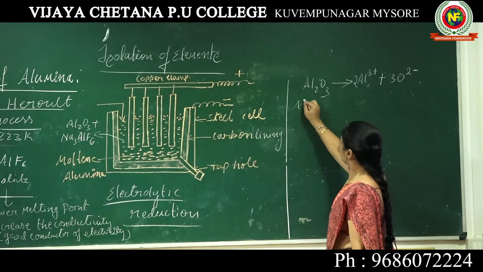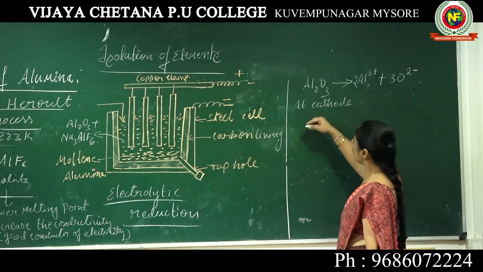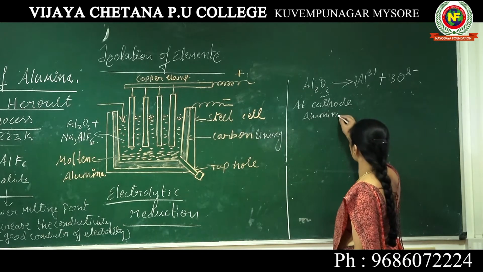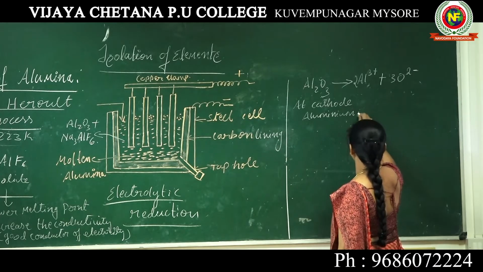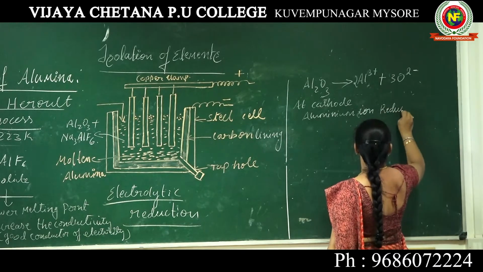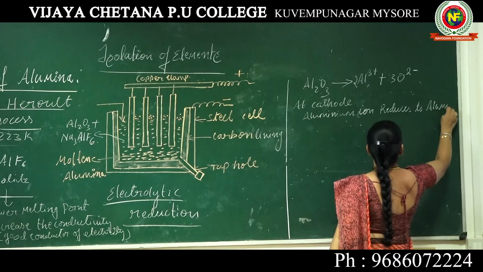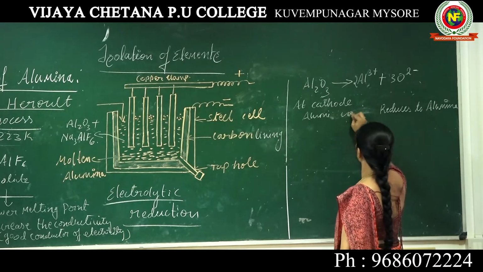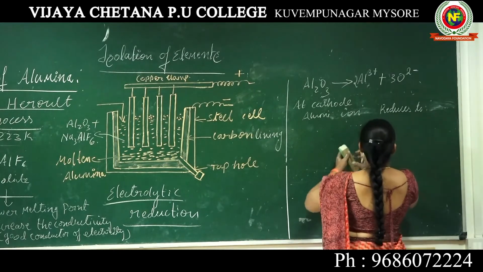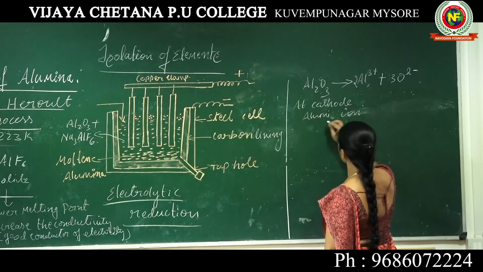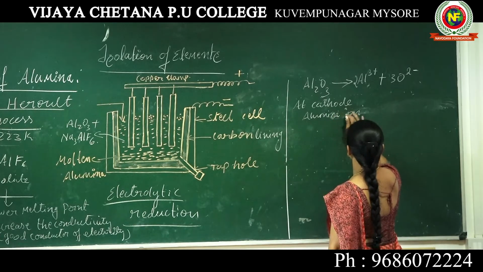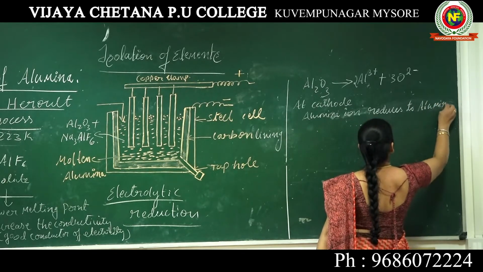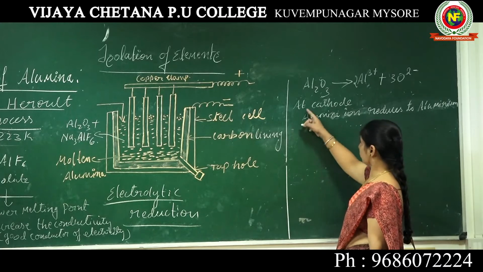So now at the cathode, what happens? At the cathode the aluminium ion gets reduced to aluminium. The Al3+ ion reduces to aluminium at the cathode.